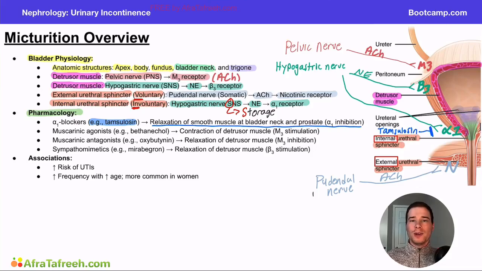And recall, the alpha-1 receptors are typically involved in constriction, right? They constrict the vasculature, they can constrict things around the bladder. And so if we block this, we are essentially doing the opposite. We're going to see relaxation of the smooth muscle around the bladder, specifically the bladder neck and the prostate. This is really helpful for a very commonly tested condition called BPH.